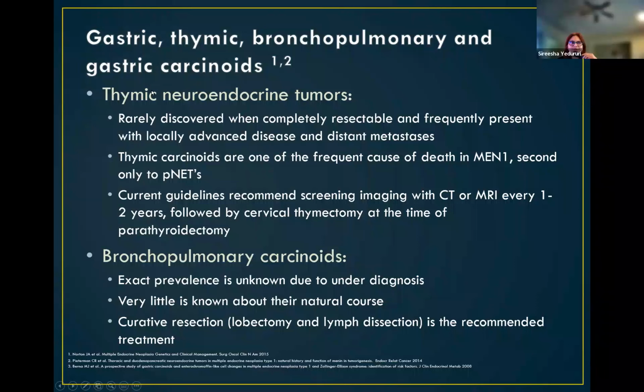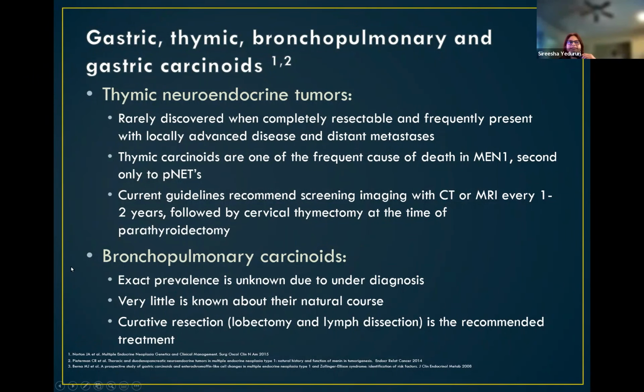These are usually associated with an aggressive course. They're rarely discovered when completely resectable and frequently present with locally advanced disease and distant metastasis. So they are one of the frequent causes of death in these patients, second next to pancreatic neuroendocrine tumors. That is why the current guideline is we screen them every 1 to 2 years, followed by cervical thymectomy at the time of parathyroidectomy. Once the patient is ready for parathyroidectomy, you also remove the thymus at the same time.